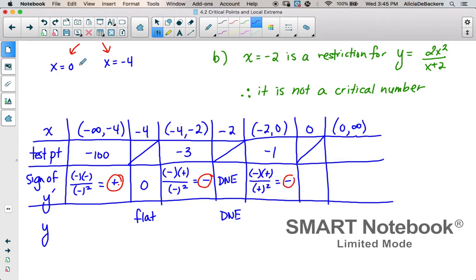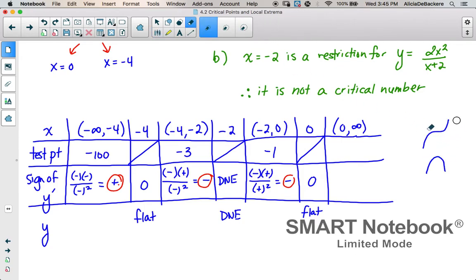Again, I don't need to check 0. I know that I came up with it from when the derivative is equal to 0. So again, I know that there's going to be some sort of flat point there. Maybe it looks like that flat part of a cubic, or maybe it looks like the flat part of a parabola. I'm not sure yet.